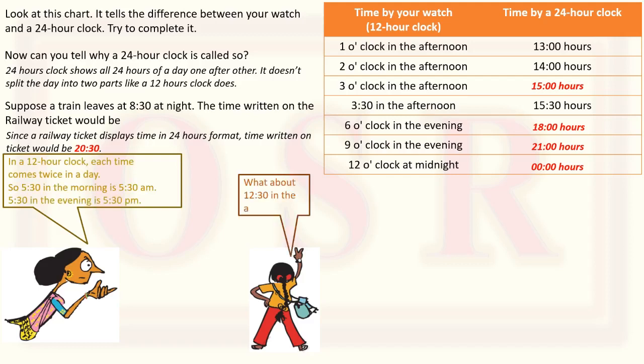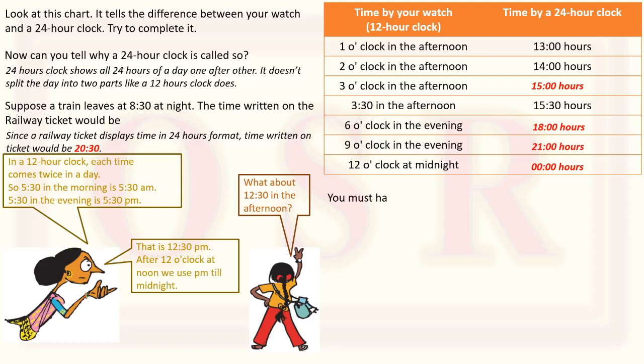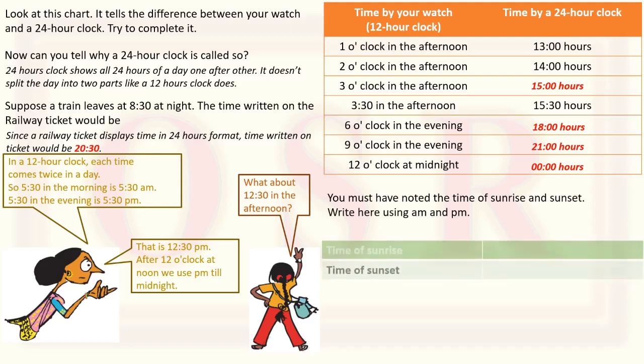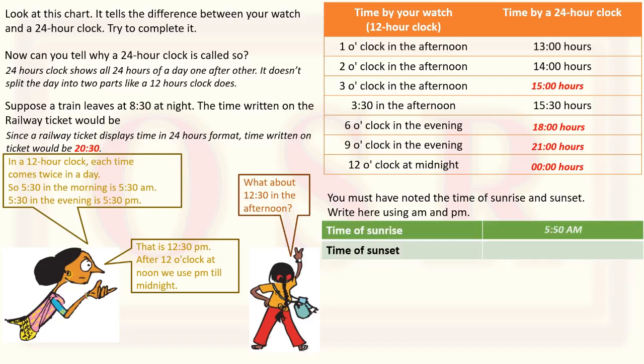What about 12:30 in the afternoon? That is 12:30 p.m. After 12 o'clock at noon, we use p.m. till midnight. You must have noted the time of sunrise and sunset right here using a.m. and p.m. So it would differ every day. You can write 5:50 a.m. and 6:50 p.m.